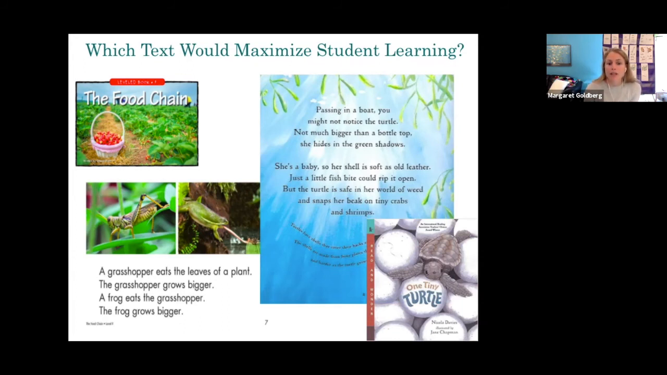"She's a baby, so her shell is soft as old leather. Just a little fish bite could rip it open, but the turtle is safe in her world of weed and snaps her beak on tiny crabs and shrimps." Please type in the chat which text would maximize student language development.